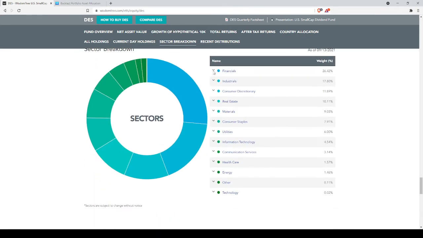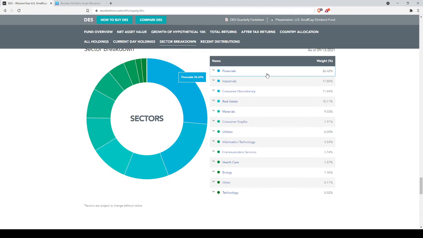If we go down to the sectors, we can see that financials make up about a quarter, then industrials, consumer, real estate, and materials make up a good bit, and then we get all the way down to technology, other, not making up very much. Most of this is pretty well diversified, I would say, from consumer discretionary down to energy. Very, very well diversified.